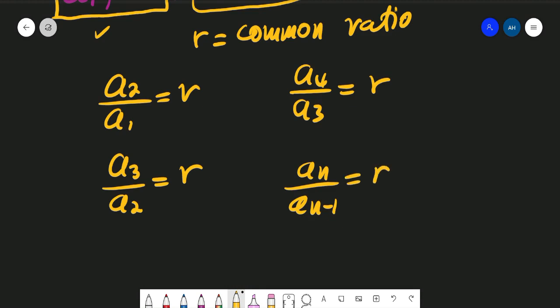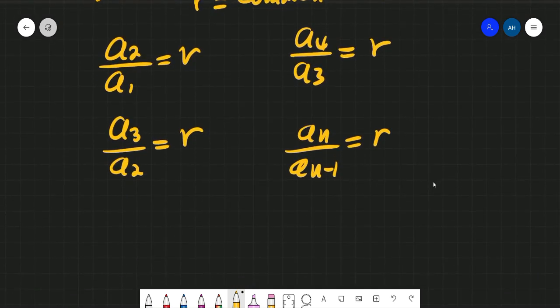Because any geometric sequence has this special number R. Now what the value of R is depends on the sequence that is given to us, but it must be common, meaning it must be the same across the sequence. The ratio must be the same number all the time.